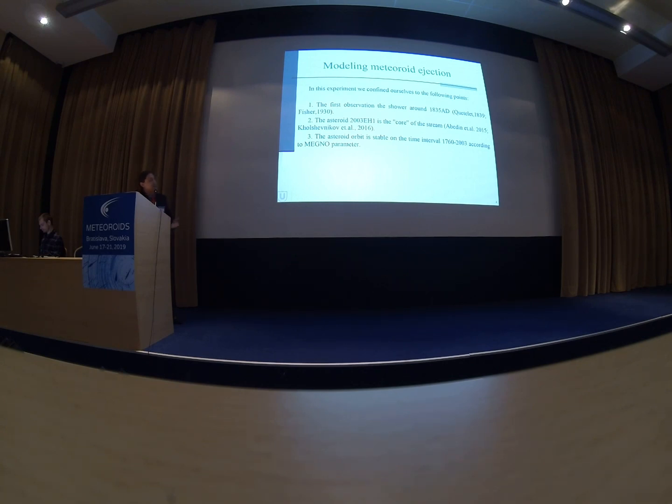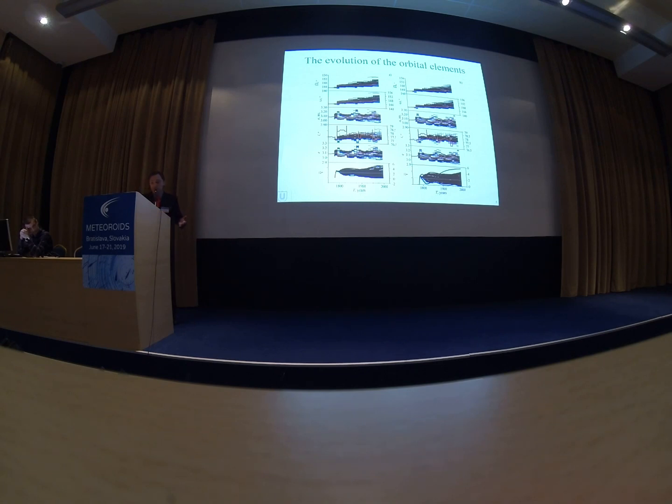In this experiment, we confined ourselves to the following points. The first observation was around 35 years ago. The asteroid is the core of the stream. The asteroid orbit is stable on the time interval of 70 to 60 thousand years, or nowadays, by the parameter MEGNO. In the figure, we present a short-term variation of orbital parameters of the model Quadrantid meteoroid stream. We investigate the orbital evolution of each ejected particle from the moment of ejection until today. For example, this is the first part of 100 particles, and the second part of the ejected particles.